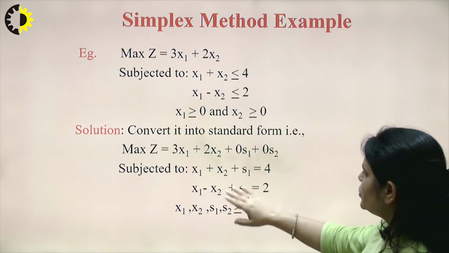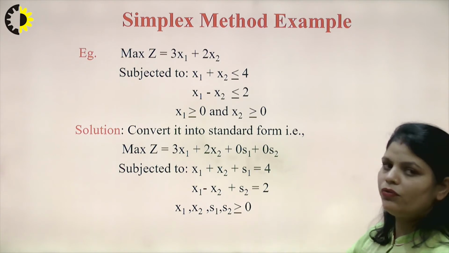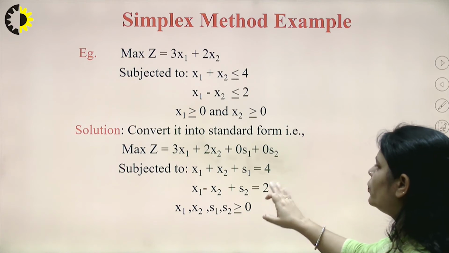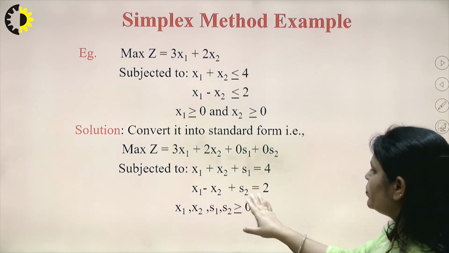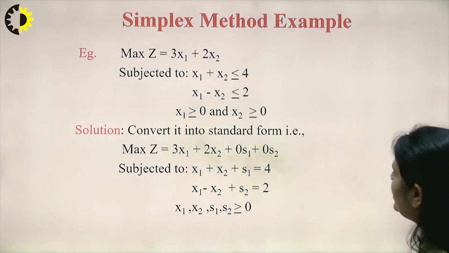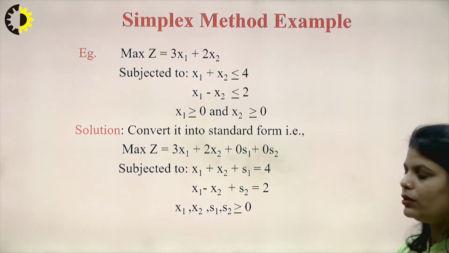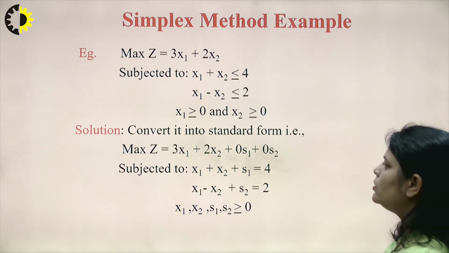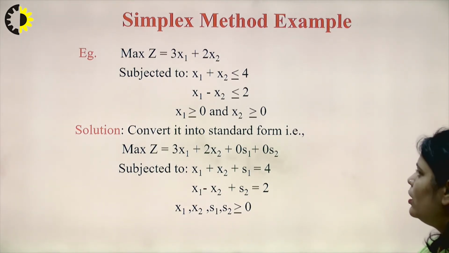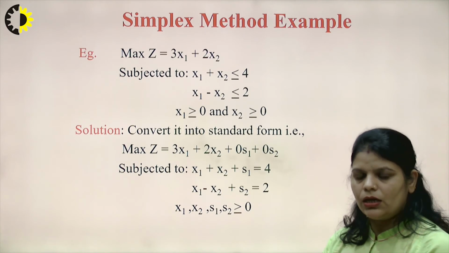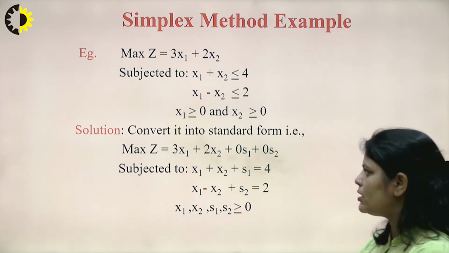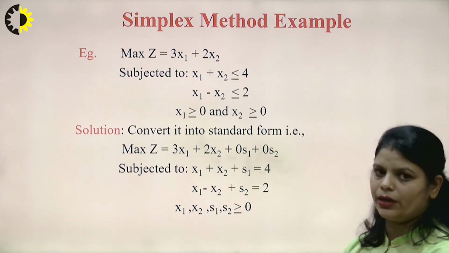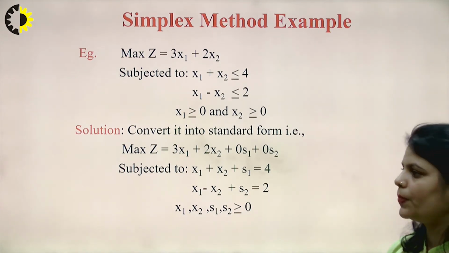We will convert this constraint into equations by adding the slack variable on the left hand side. You can see here x1 plus x2 plus s1 is equal to 4, and in the second equation x1 minus x2 plus s2 is equal to 2, and we are indicating these two variables s1 and s2 in the objective function also. So our objective function will become z is equal to 3x1 plus 2x2 plus 0s1 plus 0s2. Clear? Here the coefficients of s1 and s2 are 0. Then we will indicate the non-negativity restrictions for all the variables that we have used in this problem.